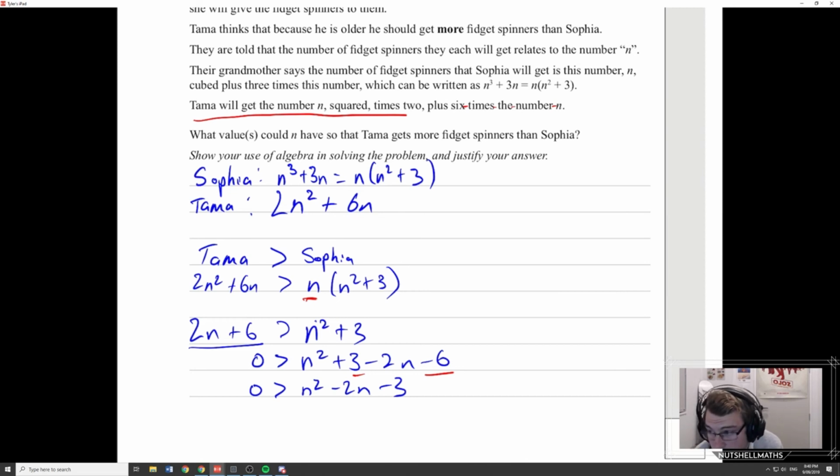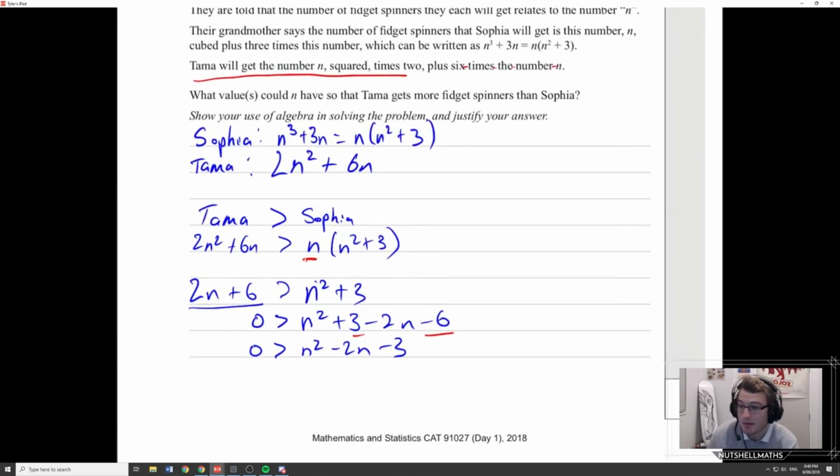And you just have to factorize it. So we've got a quadratic. Add to make minus 2 and times to make minus 3. We're probably going to have minus 1 and minus 3. No, minus 1 and positive 3. No, minus 3 and positive 1. I think minus 3 and 1.